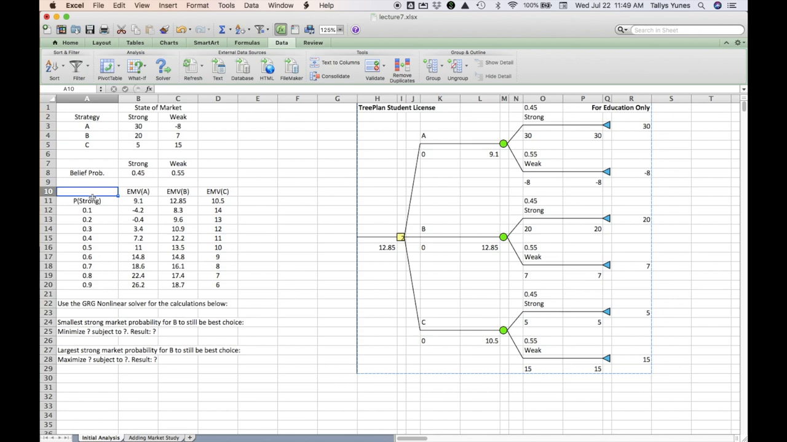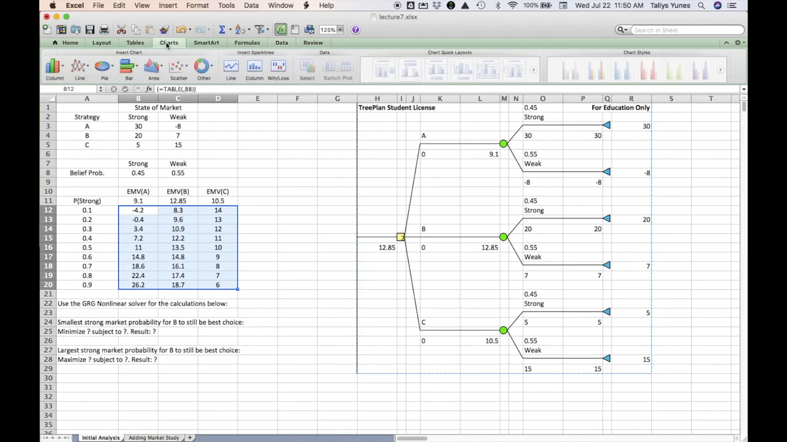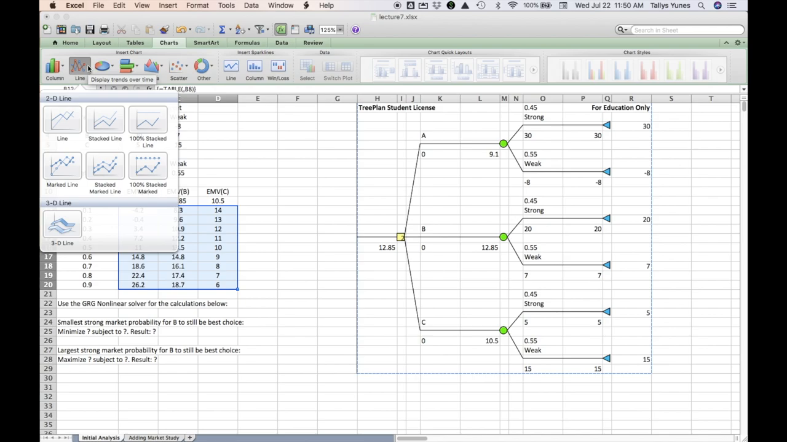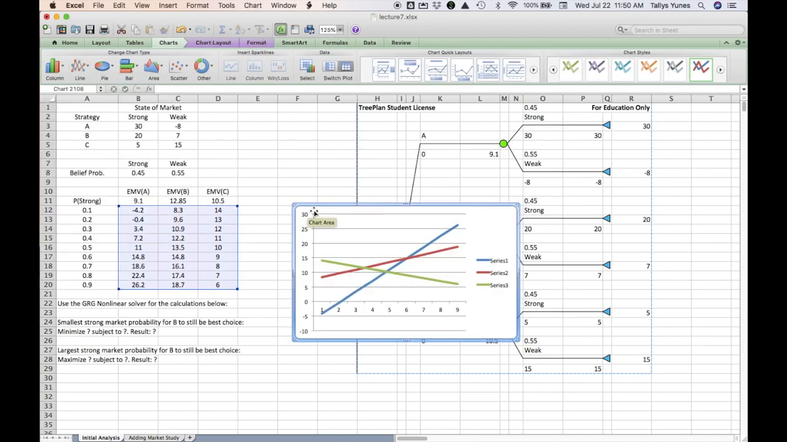Now, an interesting way to look at these outputs is the following. Let me draw a graph of this. So let me select all these outputs. And let's see if I can make this work without making a mistake. I went to charts, and there's a line chart. And I'm just going to choose the line here. Okay. And cool. This is what I wanted you to see.